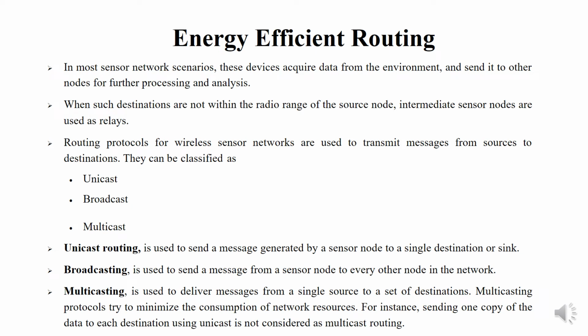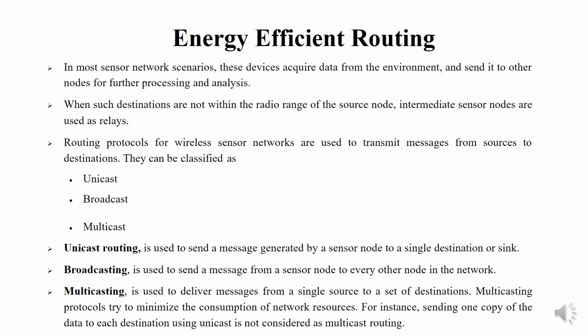Energy efficient routing. In most sensor network scenarios, these devices acquire data from the environment and send it to other nodes for further processing and analysis. When such destinations are not within the radio range of the source node, intermediate sensor nodes are used as relays. Routing protocols for wireless sensor networks are used to transmit messages from source to destination. They can be classified as unicast, broadcast, and multicast.